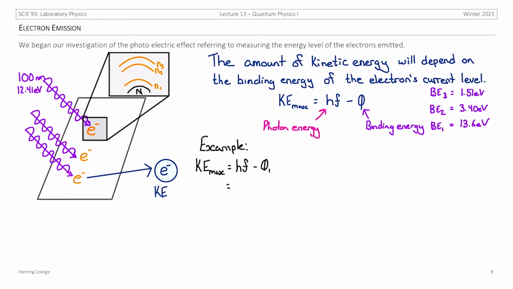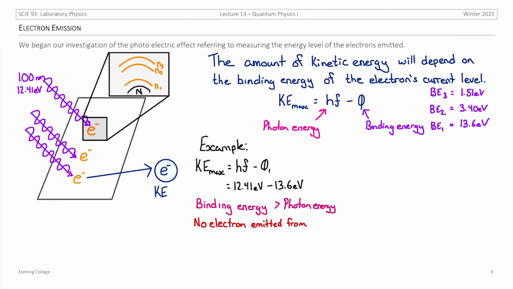So in that case, we are shining our 12.41 electron volt ultraviolet light on the hydrogen. And if the electron available is at the first energy level, we know that it has a 13.6 electron volt binding energy. And when we do that subtraction, we get negative kinetic energy. We see the binding energy is greater than the photon energy. We actually have no emitted electron if the only electron available is at that first energy level. There just simply isn't enough energy to be able to free that electron from its level.